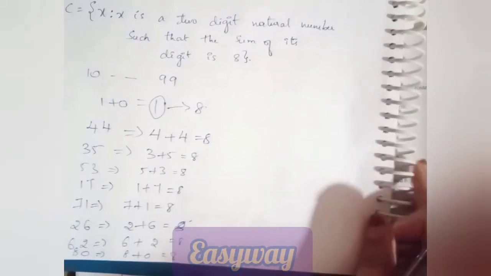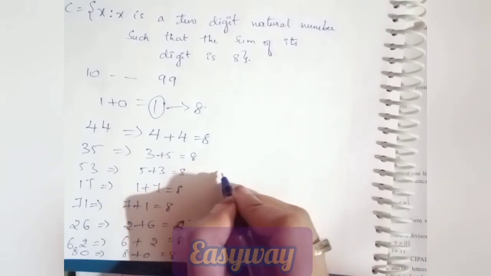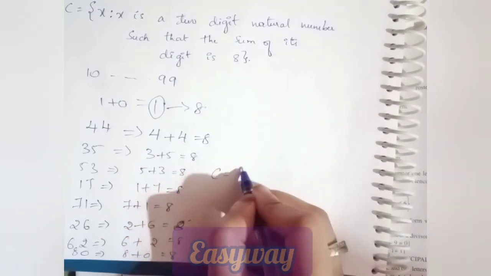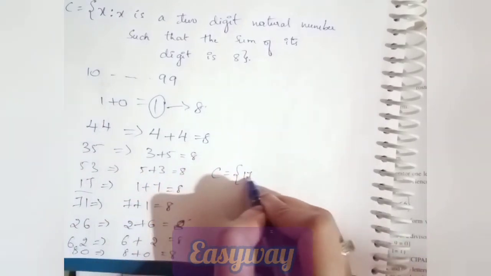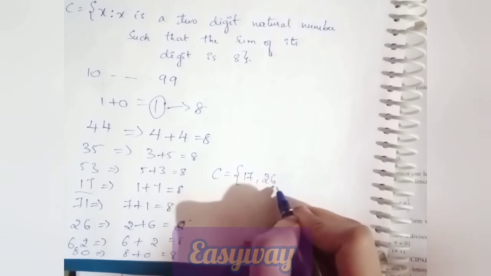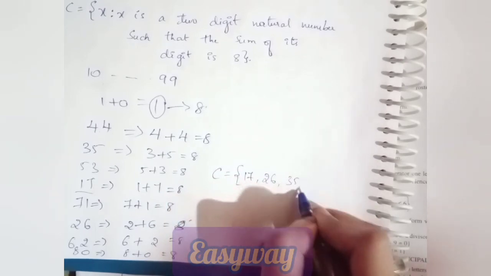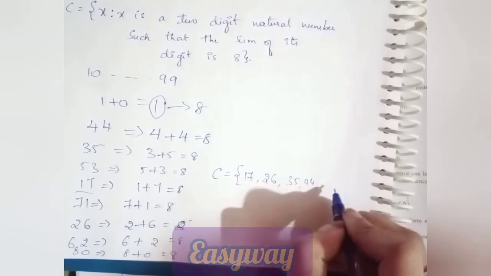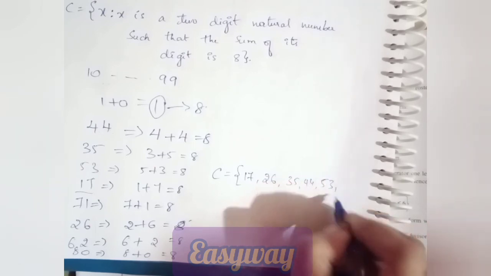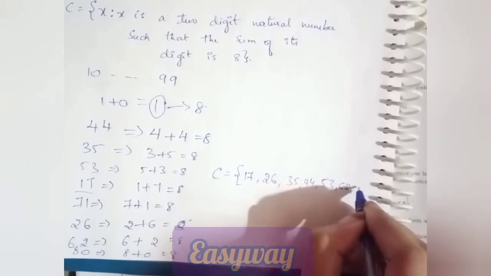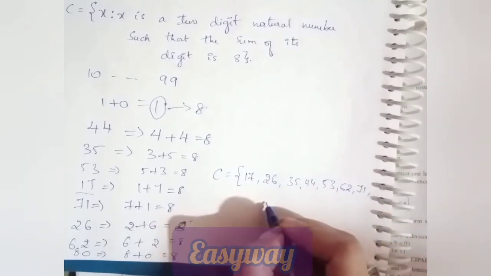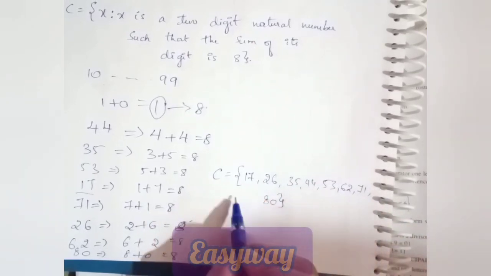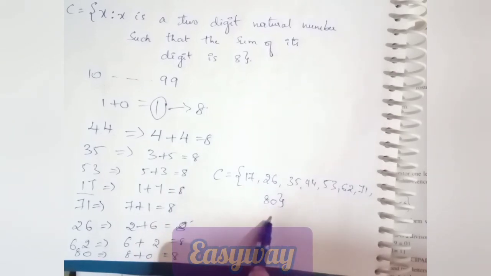So we can write it in roster form. Set C equals, what we have got, first we write 17, 26, 35, 44, 53, 62, 71, 80. So this is our set in roster form.